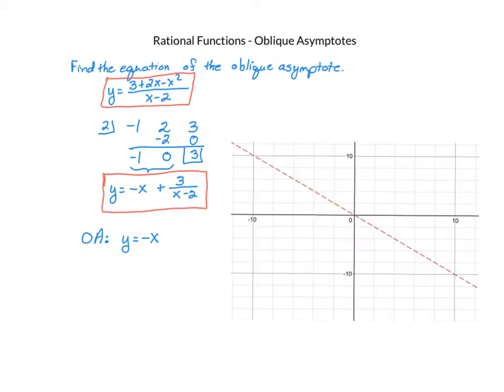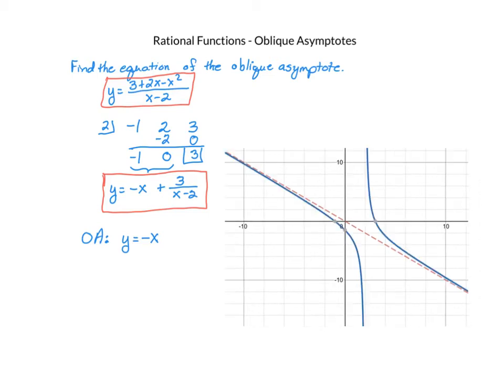Here's the graph of the line y equals the opposite of x. And notice I put it in as a dashed line, as you will when you draw these graphs by hand. And here's what the graph actually looks like. And notice how it's hugging the oblique asymptote here and down here.